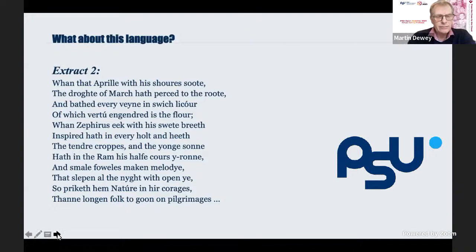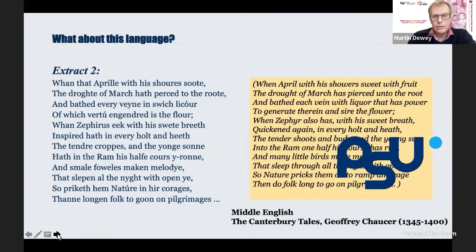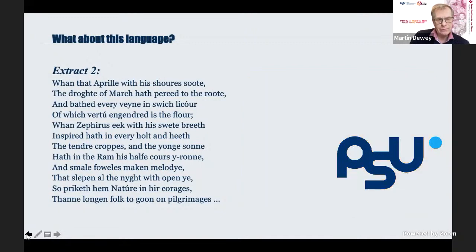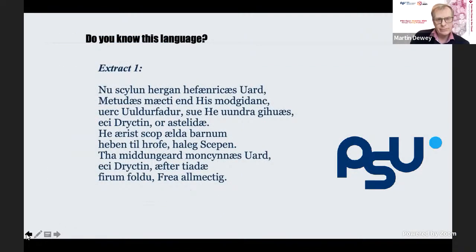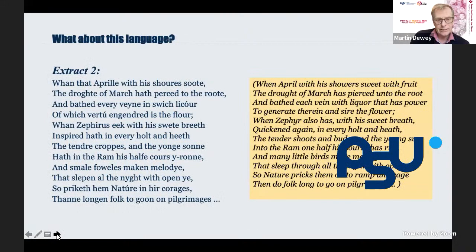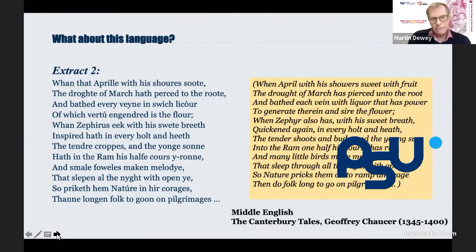And this text, I don't know if any of you recognize it, is from Chaucer. You've got a translation on the right. So that's the modern English translation. All right. So this is what we call Middle English, and this is from the Canterbury Tales written by Geoffrey Chaucer, who lived between 1345 and 1400. So this is what English looked like in the 14th century. Okay, so if we go back quickly, quite a big difference from extract 1, 9th century, to extract 2, 14th century. So 500 years has changed the language very dramatically.